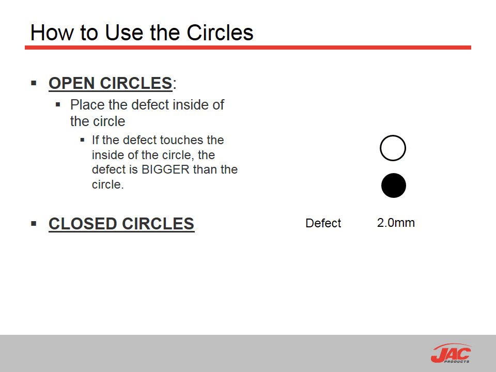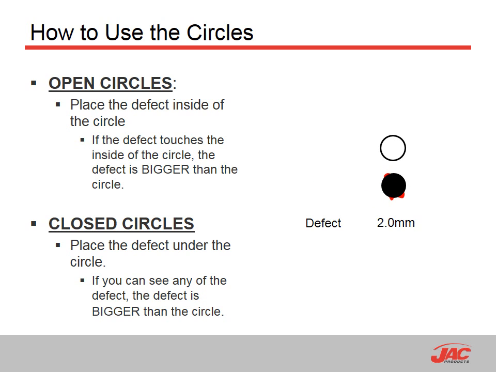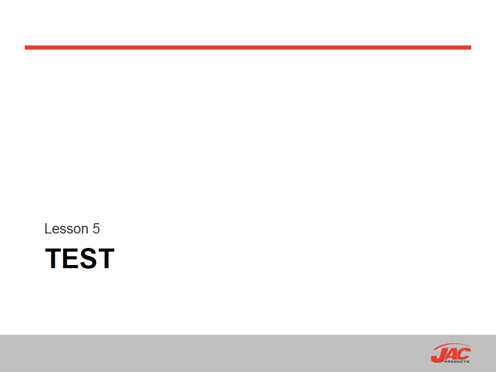Now let's try the closed circle. Place the defect inside of the closed circle. If you can see any of the defect, then the defect is bigger than the circle. There is no rule as to which circle to use. With more practice, you will see which you feel more comfortable using in each situation. Both are correct.